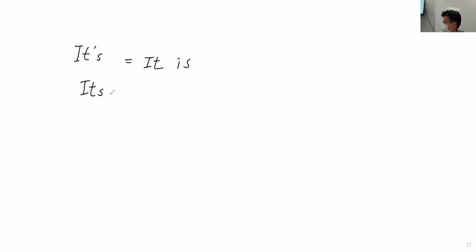Its without apostrophe is possessive. A lot of times on the test, you see something like its with an apostrophe at the end. No matter what, this is wrong. There's no such thing existing, okay? So as soon as you see this one, just cross it off, and that's how you can start eliminating.